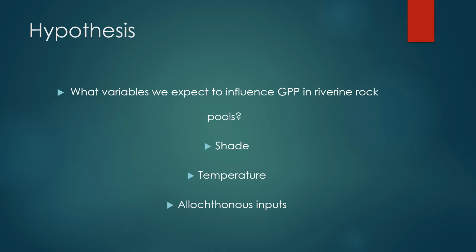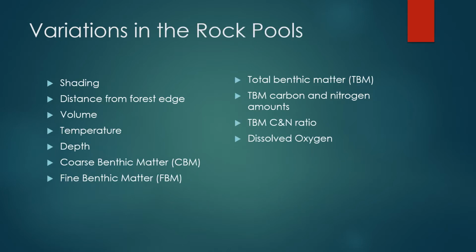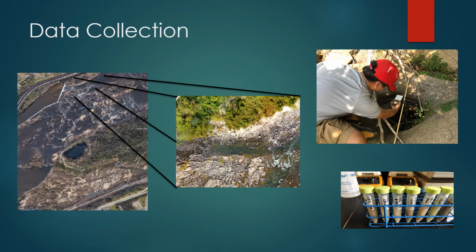With the numerous variations in the rock pools, we want to determine if these variables or others drive GPP. Some of the variations that we are examining will be shading, distance from forest edge, volume, temperature, depth of the pool, coarse benthic matter, fine benthic matter, total benthic matter C and N concentrations and its ratio. We also see variabilities in dissolved oxygen while collecting it to calculate GPP. We collected data from 27 pools on the north side of Belle Isle.